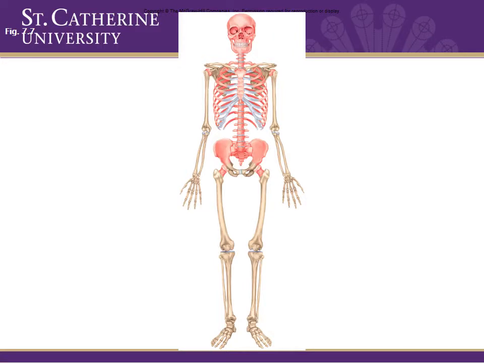This is the diagram of an adult skeleton. The bones that are highlighted in red are the bones that contain red marrow. The remainder of the adult skeleton has yellow marrow.